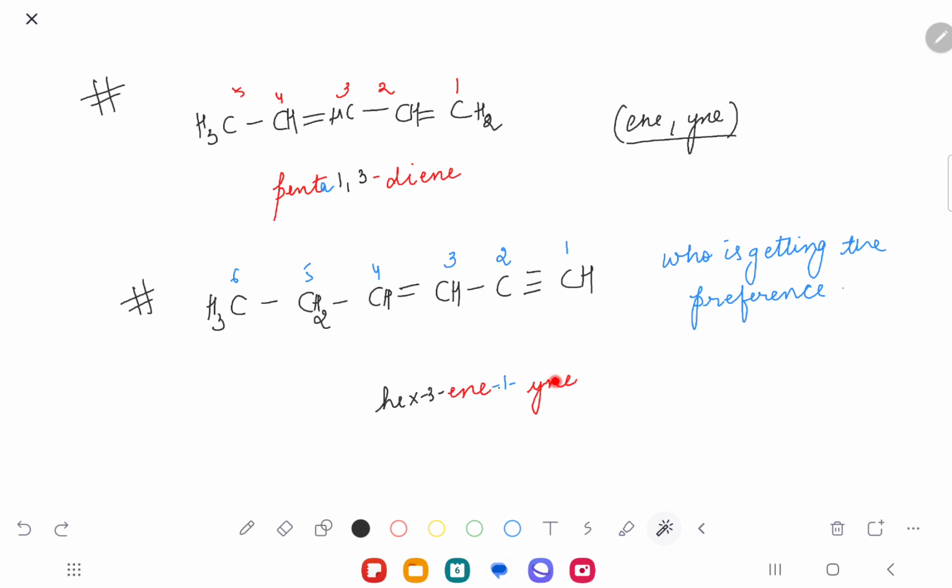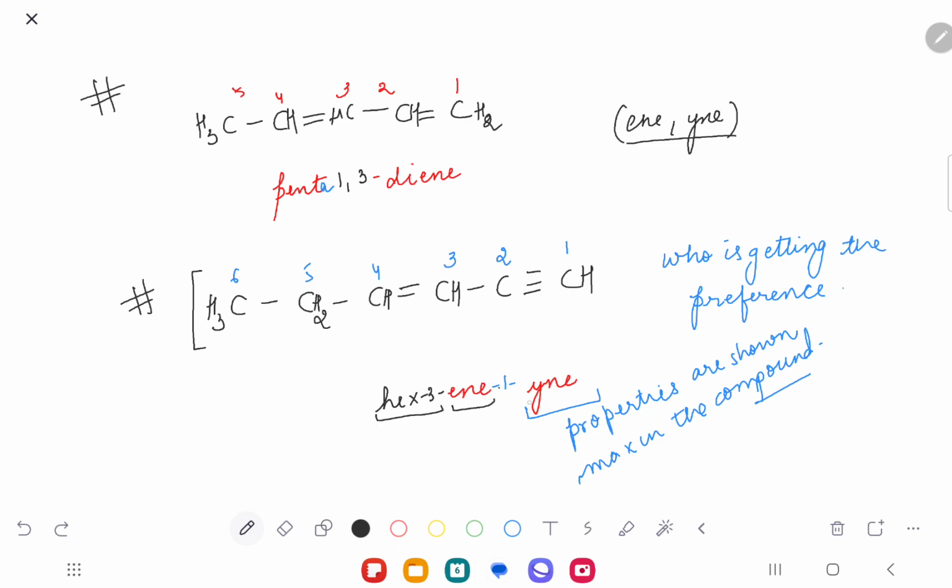Is ene written before yne because of alphabetical order, right? No, no, because yne's properties are shown maximum in the compound. Yne's properties are shown maximum in the compound. You understand my point? Okay. So this is how we name the compound. So we will have hex 3 ene and 1 yne. Yes or no?